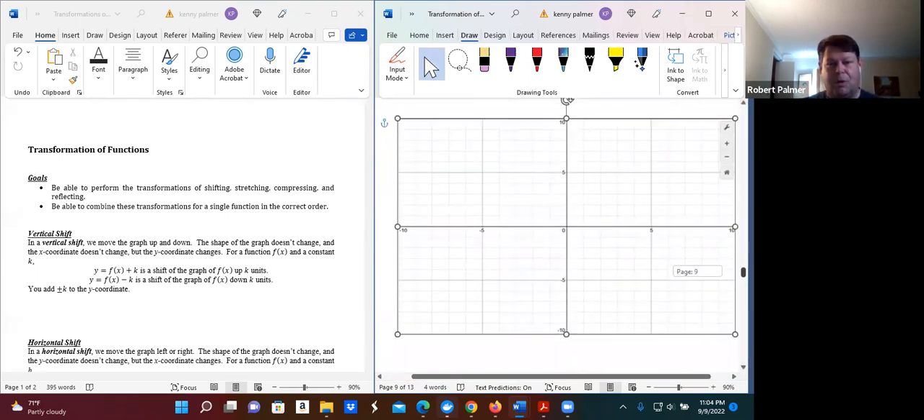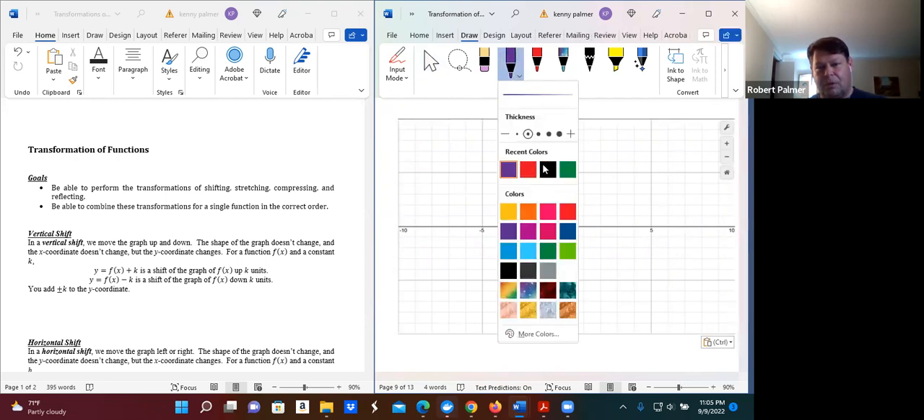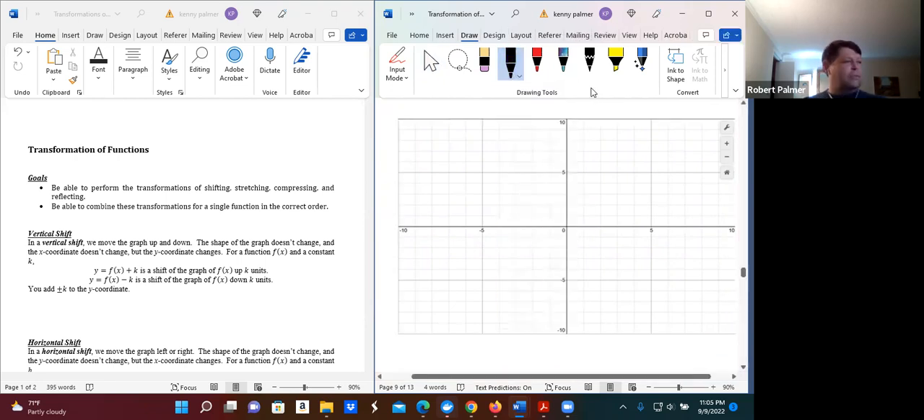Now, give me a moment. Let me draw this. So the point is we're going to draw a graph, and then we have to figure out what transformation has actually taken place. So let's go back to our black color. Let's say we have 2 points on our graph, negative 3, 0, and the point 0, negative 3.